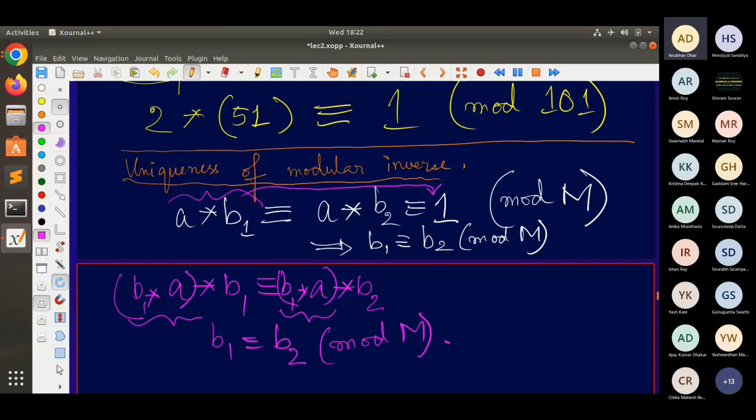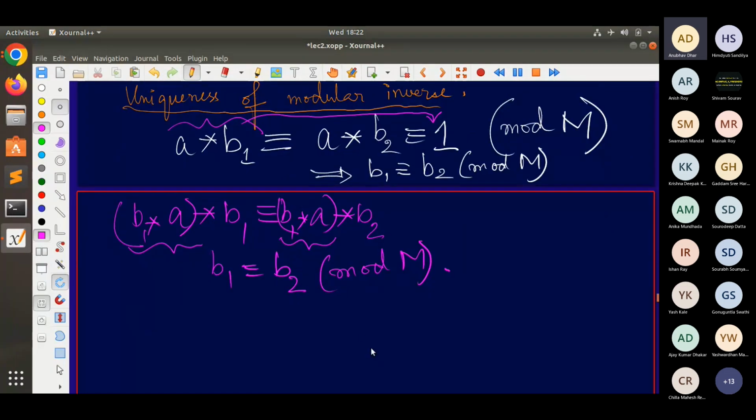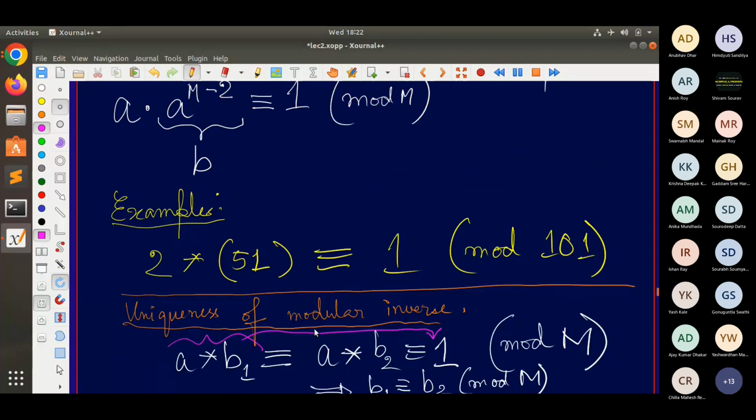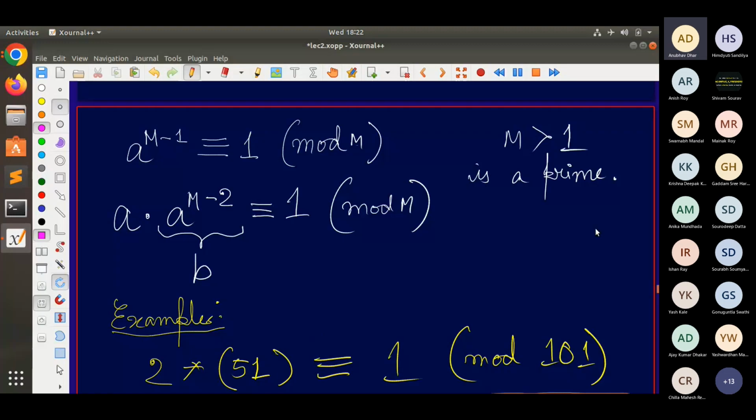So this means that the modular inverse is unique for any number m. For this particular fact, we didn't even use the fact that m is a prime. Even for a composite number m, if you have some pairs of modular inverses, then those inverses are unique to each other. But for primes, the fun part is that you are always guaranteed to have a modular inverse.